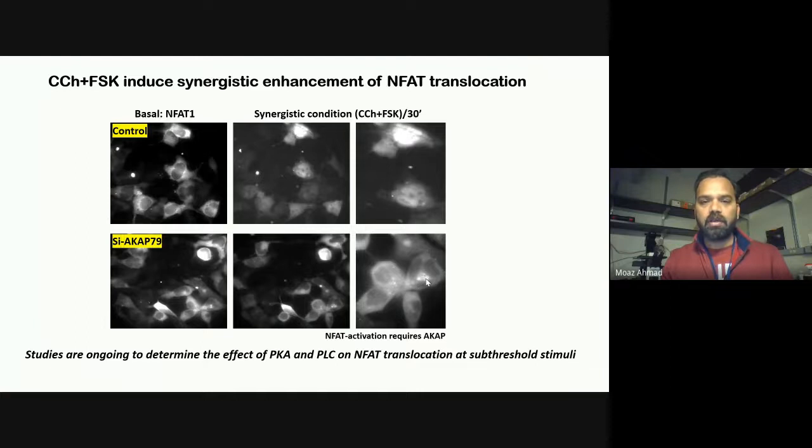synergistic condition is likely a mechanism cells use under physiological conditions, because such a small stimulus of activating both the cyclic AMP pathway and IP3 signaling is sufficient to drive NFAT1 translocation to the nucleus. In parallel, it also suggests that the ACAP79 mediated scaffold is playing a very important role in NFAT translocation.